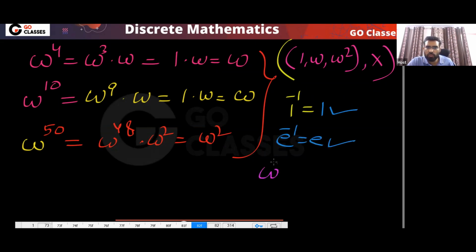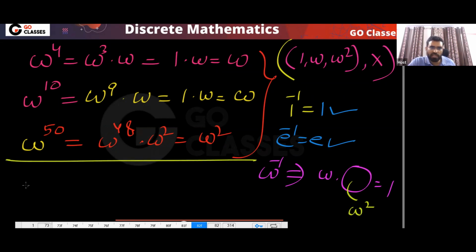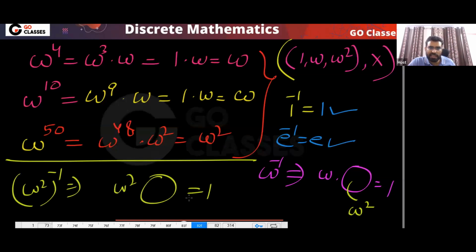What is the inverse of omega? What should I write here such that I get 1? I should write omega square. And what will be the inverse of omega square? What should I write here so that I get 1? I should write omega. So omega inverse will be omega square, and omega square inverse will be omega. Very simple. Is it commutative? Yes, because multiplication is commutative.